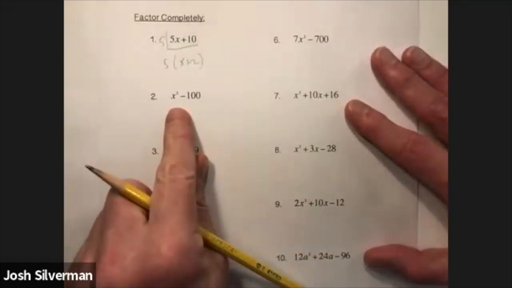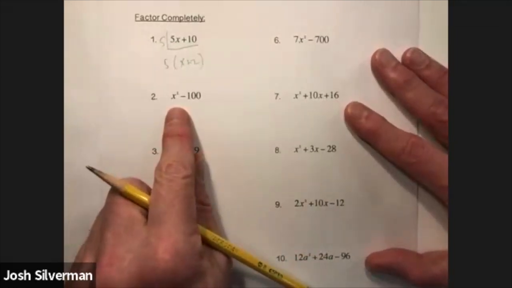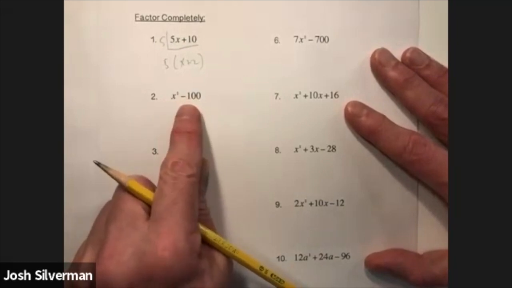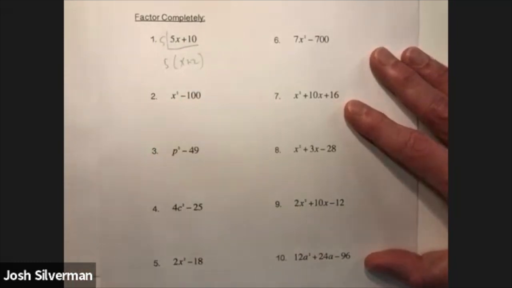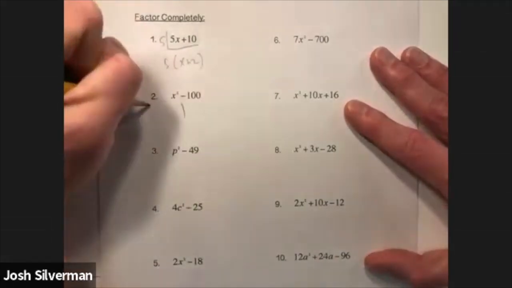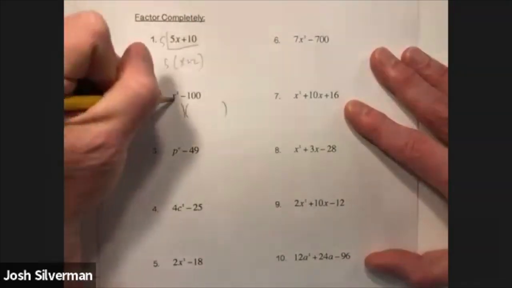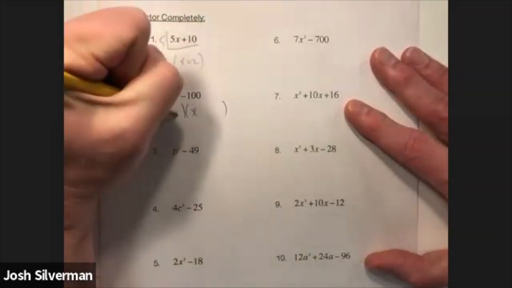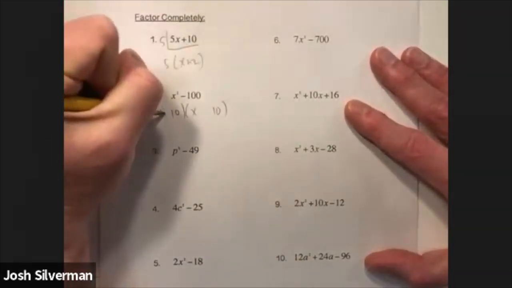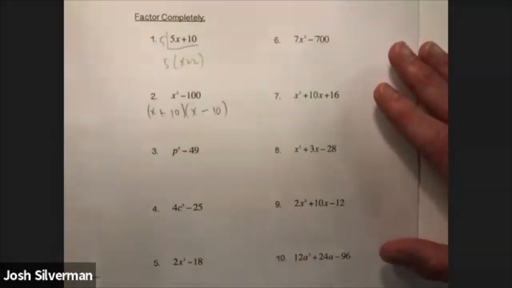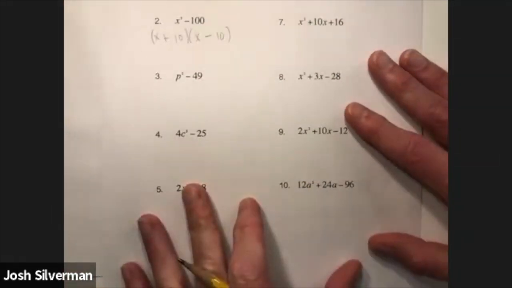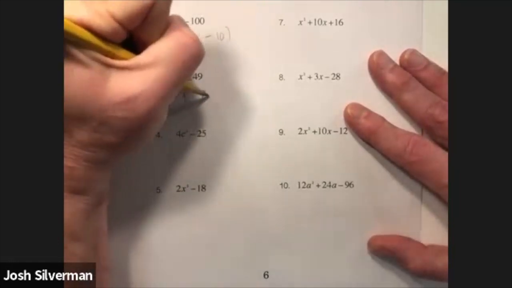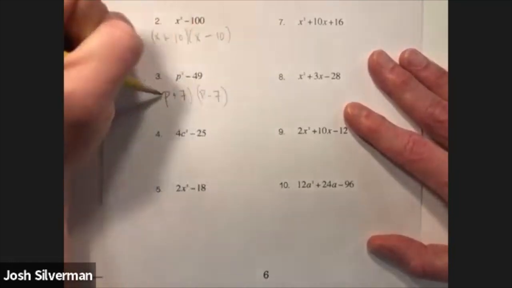Number 2, no GCF. Is it a difference of 2 squares? Are there 2 things? Yes. Are they both perfect squares? Yes. Is there a minus between them? Yes. This is a difference of 2 squares. Factor it. The square root of that piece is x, and that goes here and here. The square root of that piece is 10, and that goes here and here. 1 plus, 1 minus. Number 3, that's a difference of 2 squares. P plus 7, P minus 7.